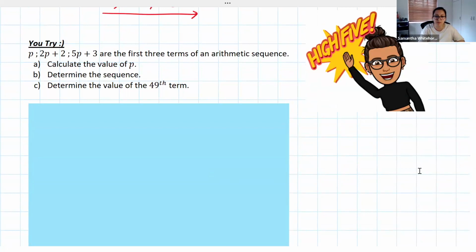Let's see what we come up with. You are welcome to put your answers in the chat. You are welcome to unmute yourself if you've got a question. You're welcome to put your questions in the chat or send me a message. Absolutely fine. Anything that you're comfortable with. I'm going to give you, let's say, 5 minutes to answer those 3, and then we'll have a look.